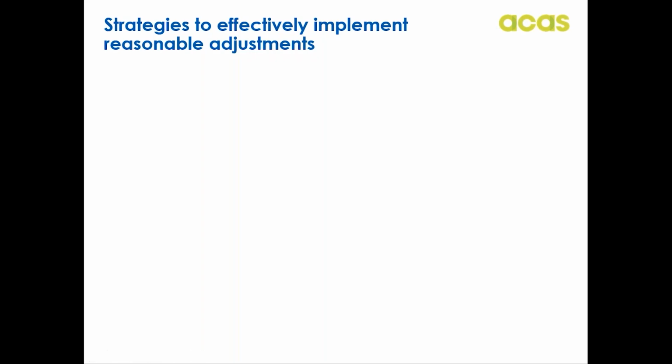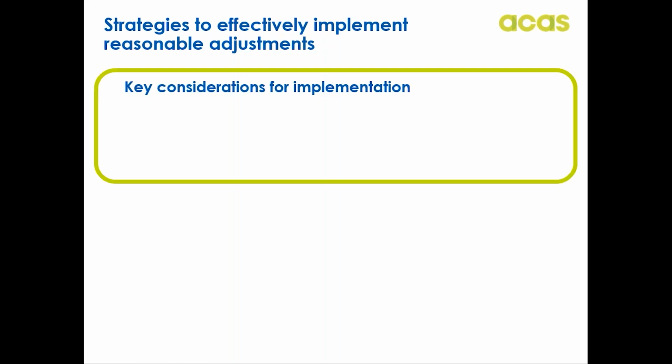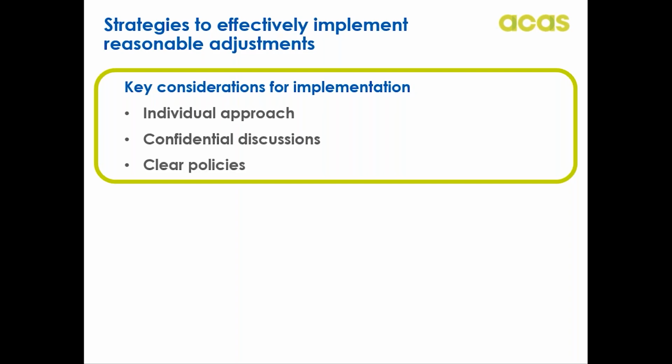Some of the key points for you to consider when implementing reasonable adjustments are tailoring adjustments to individual needs. To do this, engage in open and confidential discussions with the individual to find out what support they need. Ensure a consistent approach by all. To achieve this, develop clear policies on reasonable adjustments that comply with legal obligations and provide guidance. And we will discuss what to include in a policy later in the presentation.